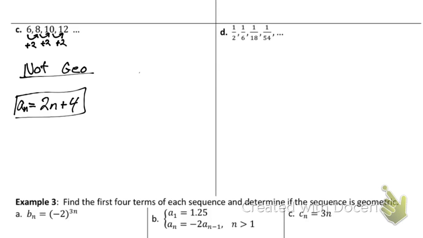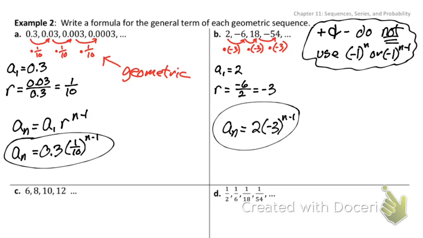Would you want us to solve it, like if you said write, or can we just put not geometric? You could put not. You have to read the directions. If the directions specifically say write a formula for the general term of each geometric sequence, then you would just say I can't because it's not a geometric sequence. But if I said just write the explicit formula and I don't tell you which ones to look for, then you'd have to on that one.